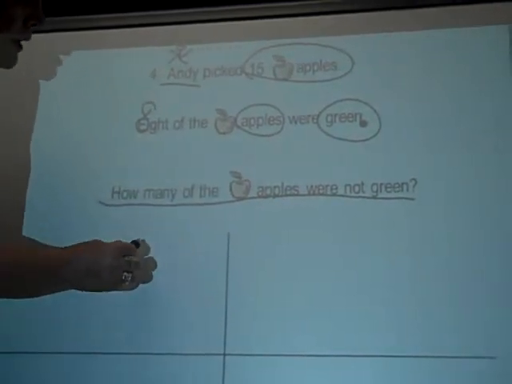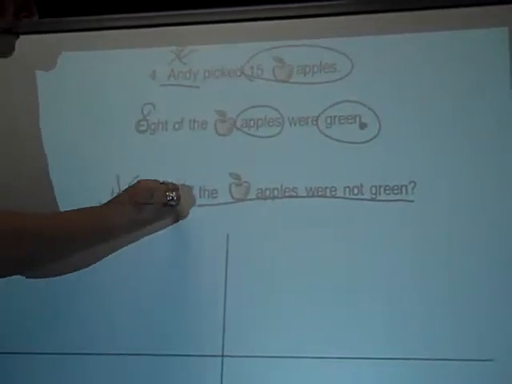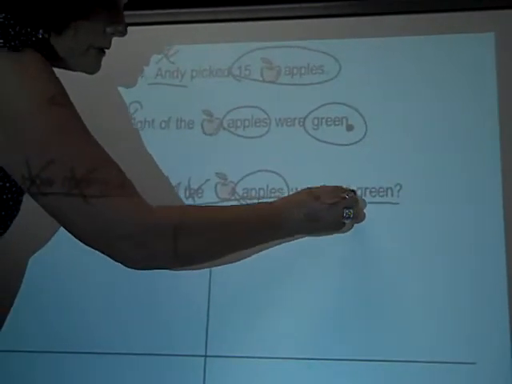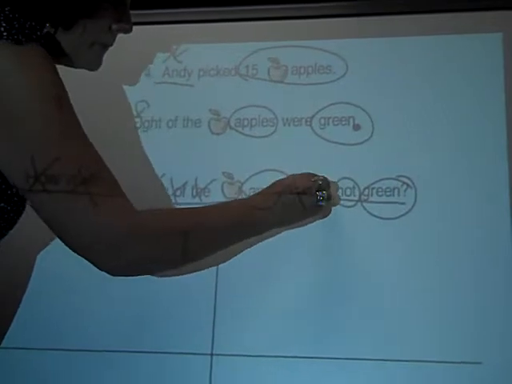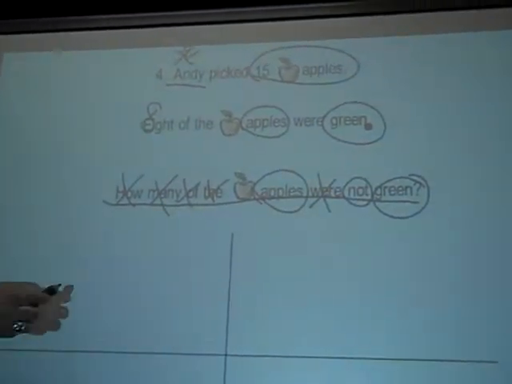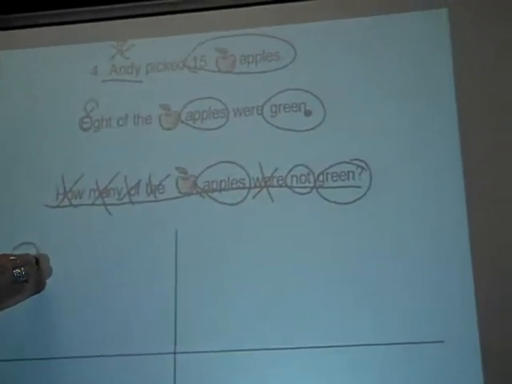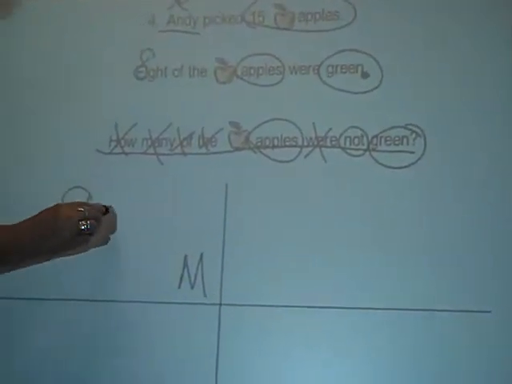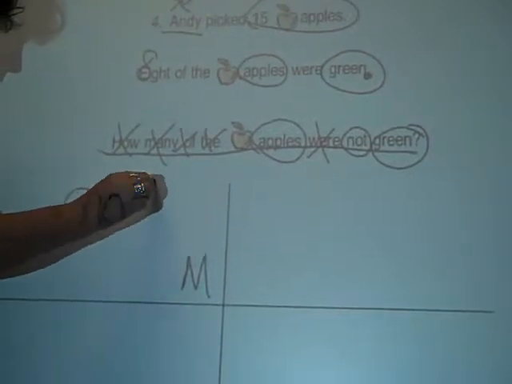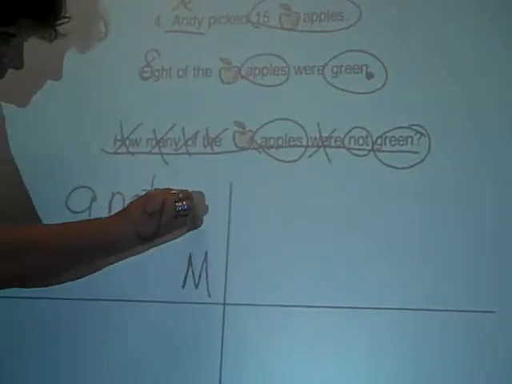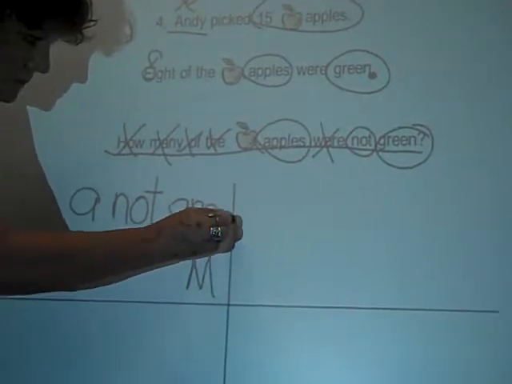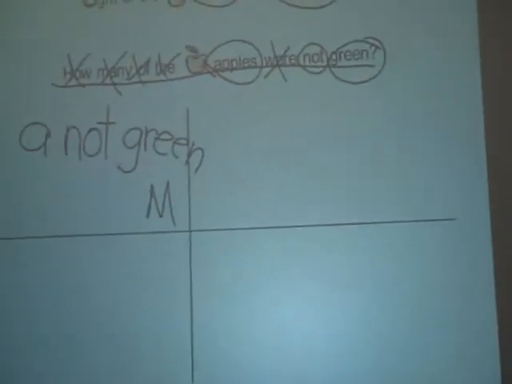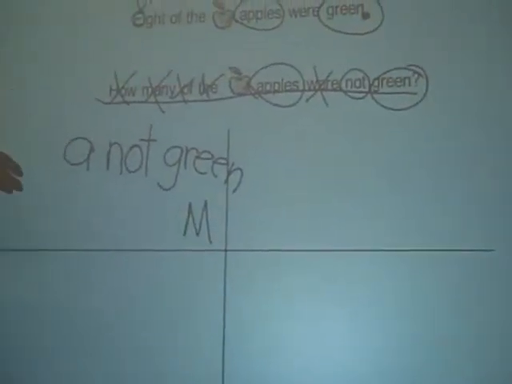Were not green. All I need to know is apples not green. So I am going to put my main idea, I have them labeled main idea, apples not green. Okay, all right, so we know what we're looking for.